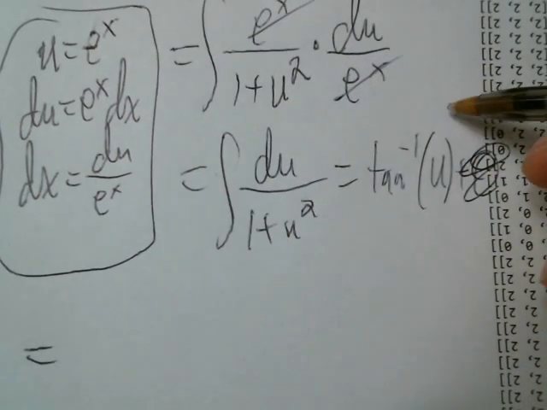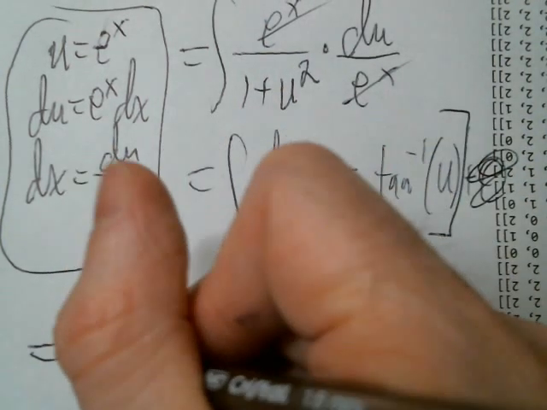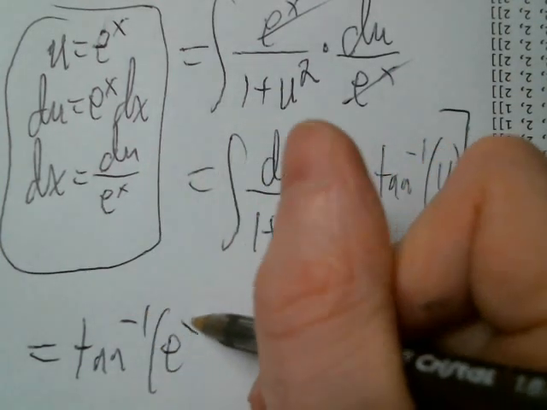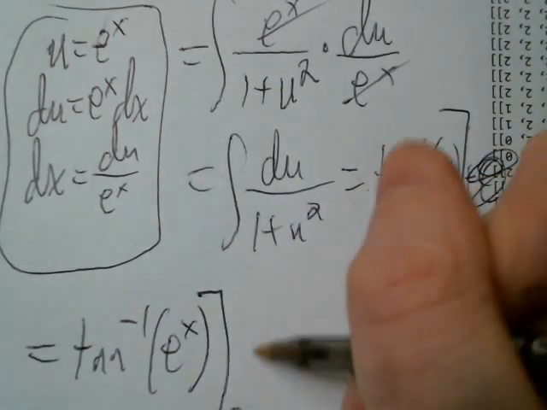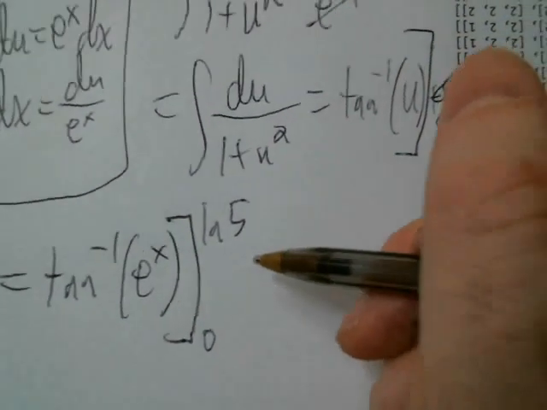Oh, we're evaluating, so it's not a plus c. Whenever you evaluate, do not write plus c like I just did. Okay, that's a big no-no. So you get tan inverse of u, which is e to the x. And now go ahead and evaluate. So I back subbed, I can put in my limits.